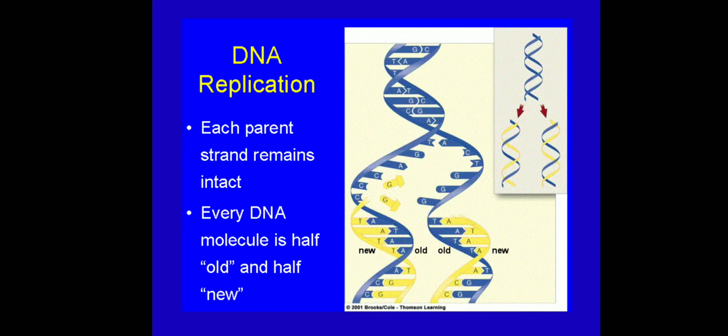So, DNA replication. In DNA replication, the first step is to separate the two strands. Each parent strand remains intact. This unzipping is done by an enzyme called helicase. Every DNA molecule is half old and half new. The separated strands each provide a template for creating a new strand of DNA.